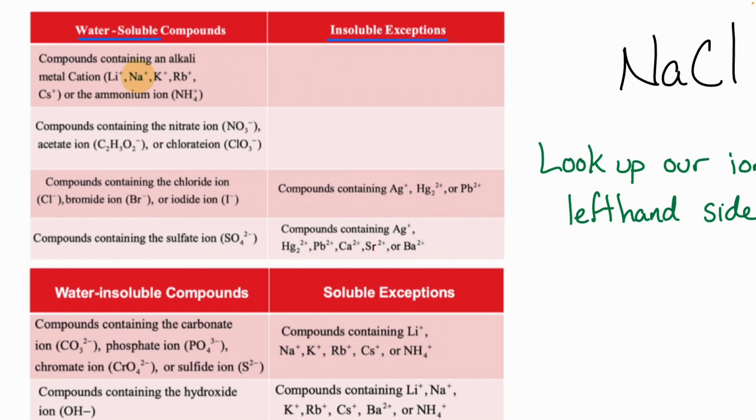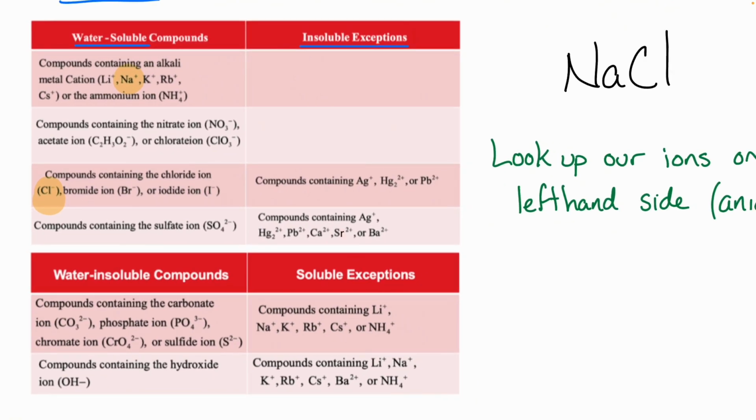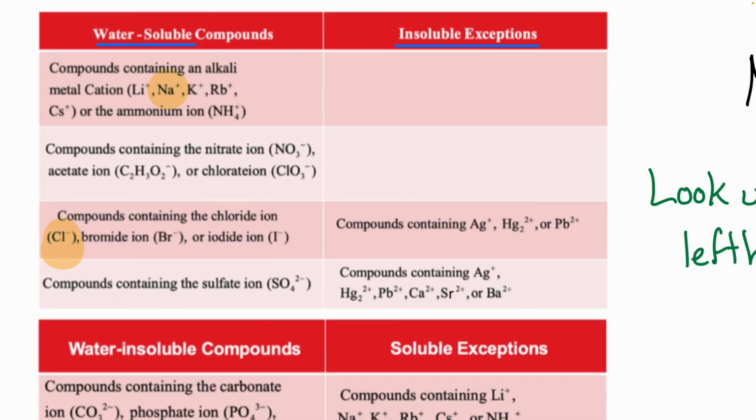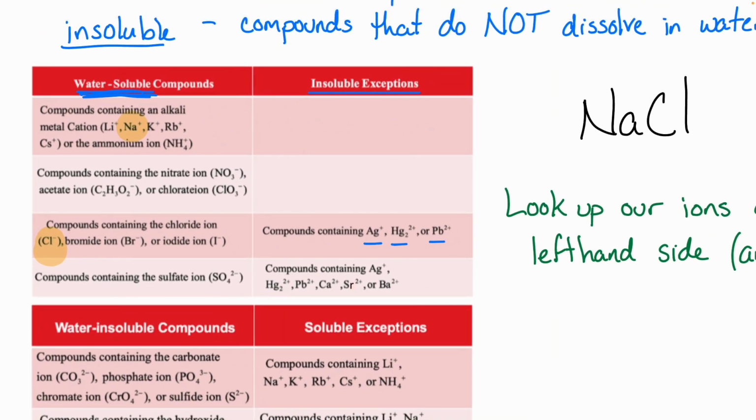If I look up my anion, my chloride ion, everybody take a second, see if you can find the anion on the left-hand side here. All right, what box is that in? This third one right here. Okay, this tells me that most chloride compounds are indeed soluble, but there are a few insoluble exceptions, right? And that's when chloride is paired with silver, mercury, or lead. In sodium chloride, do I have silver, mercury, or lead? No, so that means that this compound is indeed a soluble compound.